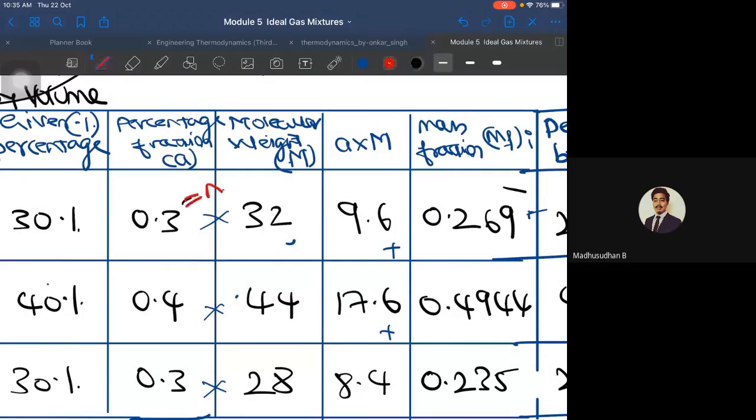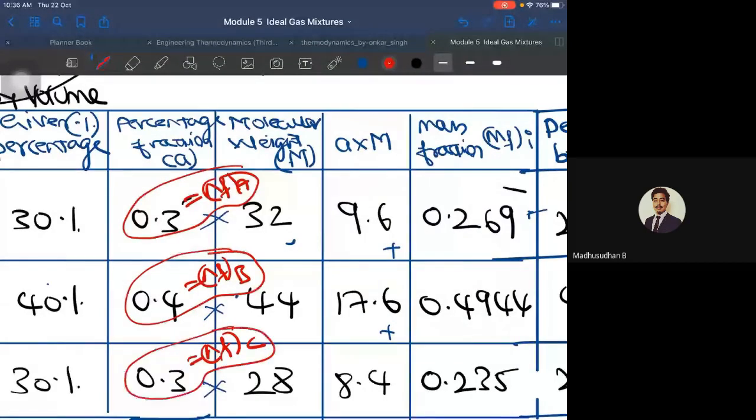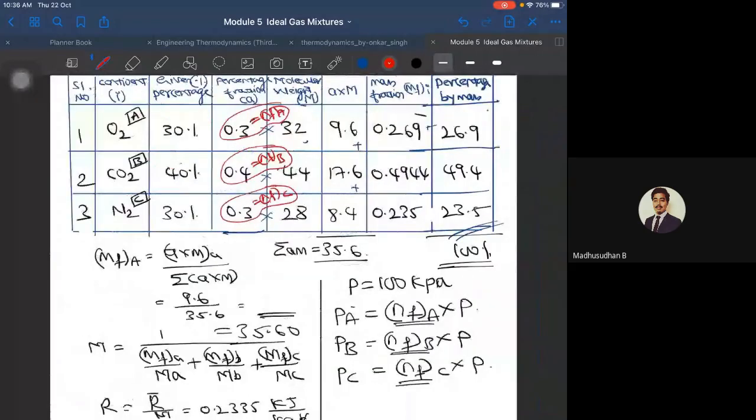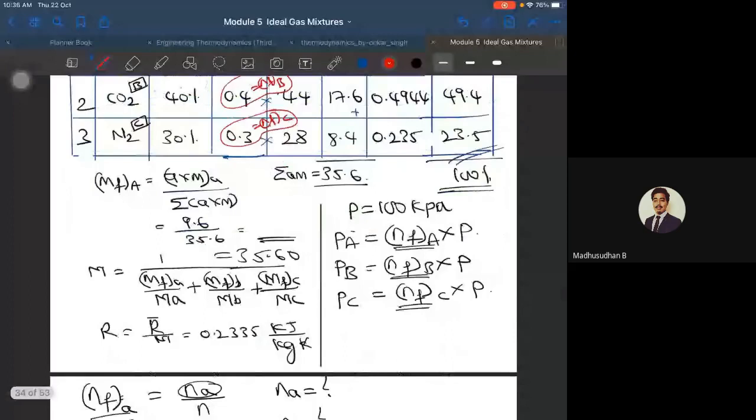Take this to be NF of A, this to be NF of B, and this to be NF of C. Since these are the percentage fractions by volume, they correspond to the mole fraction values. So now you have the value of NF of A, NF of B, and similarly NF of C. Now I think the calculation of partial pressure is not a big deal here. You have the total pressure, you have the NF of A values. Give me the value of PA, PB and PC now.